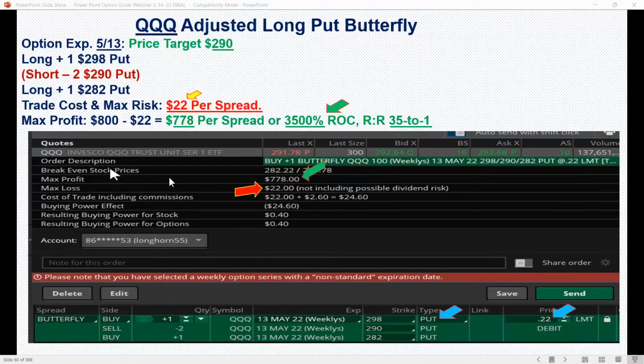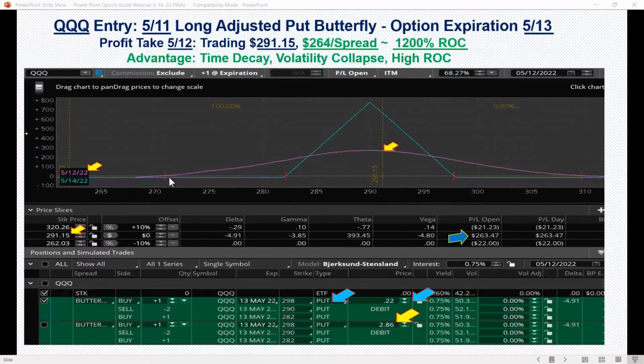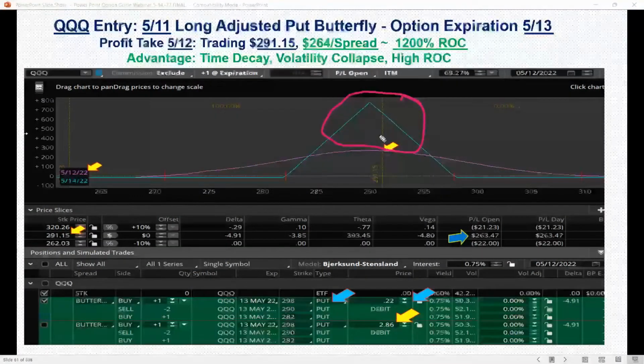So that's a look there. Now, here's what happened. So here it was on the 12th here, trading at 291.15. So it was up to $264. Okay. And that's a 1,200% return because you're up 264 and your risk though is 22. So just amazing risk reward. So look at the potential here is huge though. So all that is still potential profit.